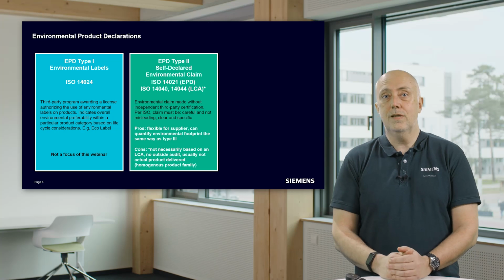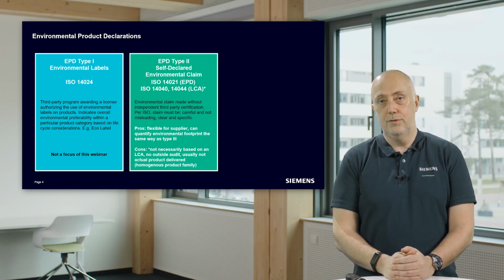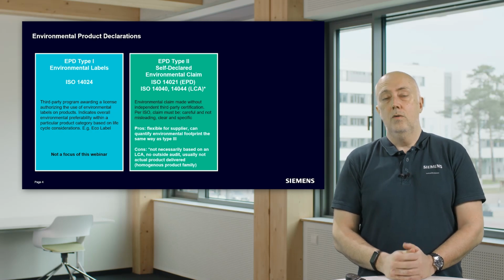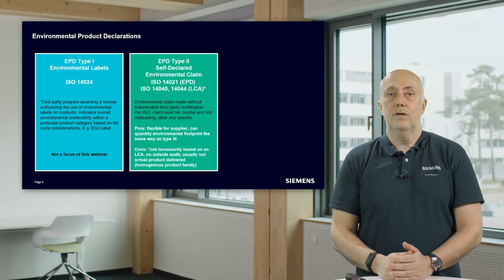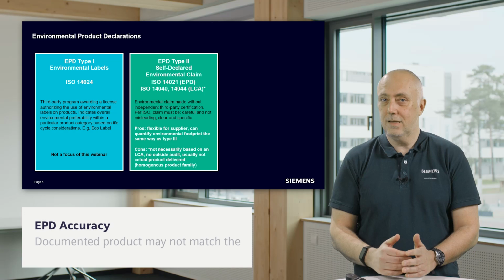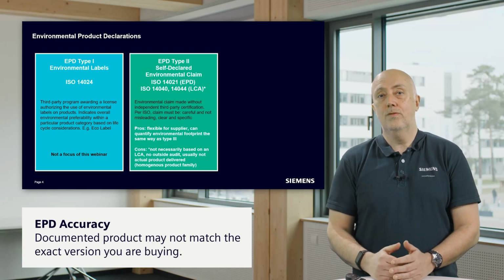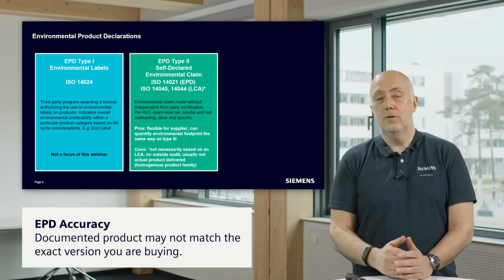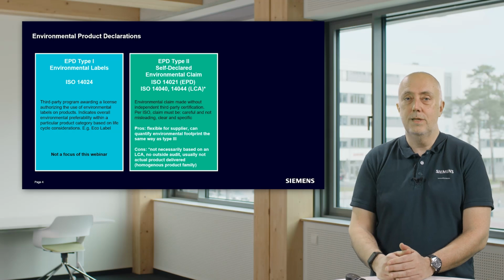Therefore offering the same transparency in our type 2 EPDs that you would get from a type 3 EPD. One of the first things to realize when reading an EPD is that the product that the EPD documents will almost always not be the exact version of the product you are buying, but will be a member of a family of products called an HPF. We will explain what an HPF is a bit later in the webinar.